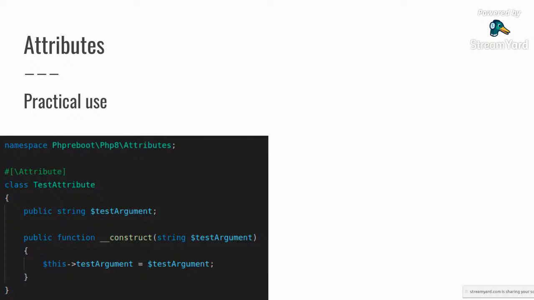Now there are two types of attributes: global attributes and custom attributes. A custom attribute is something that we create. This is an example of a custom attribute. We need to create an attribute class. That class is nothing, just some instance variable and a constructor. The important thing here is one attribute. So the Attribute is a global attribute. We use that to define that this class is basically an attribute.